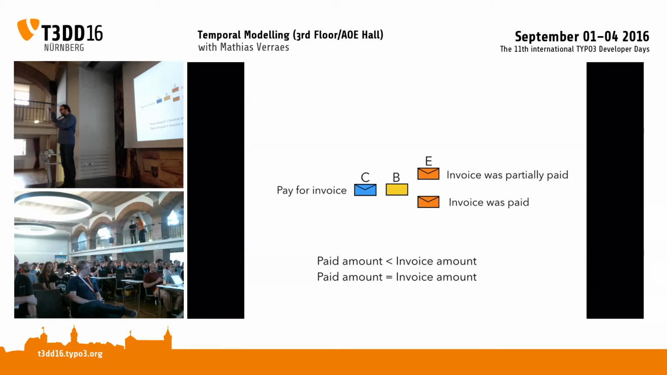There's now two directions that our process can go. Either the invoice is paid, the amount is equal, or the invoice is only partially paid because the amount was too small. And this starts some other process. Right? The following process there could be something like sending a reminder or trying to get the rest of this amount.